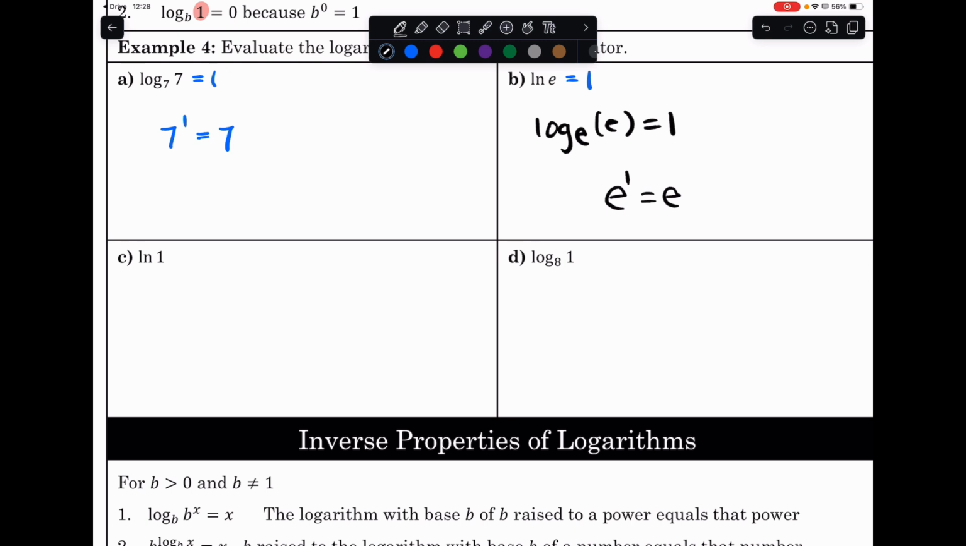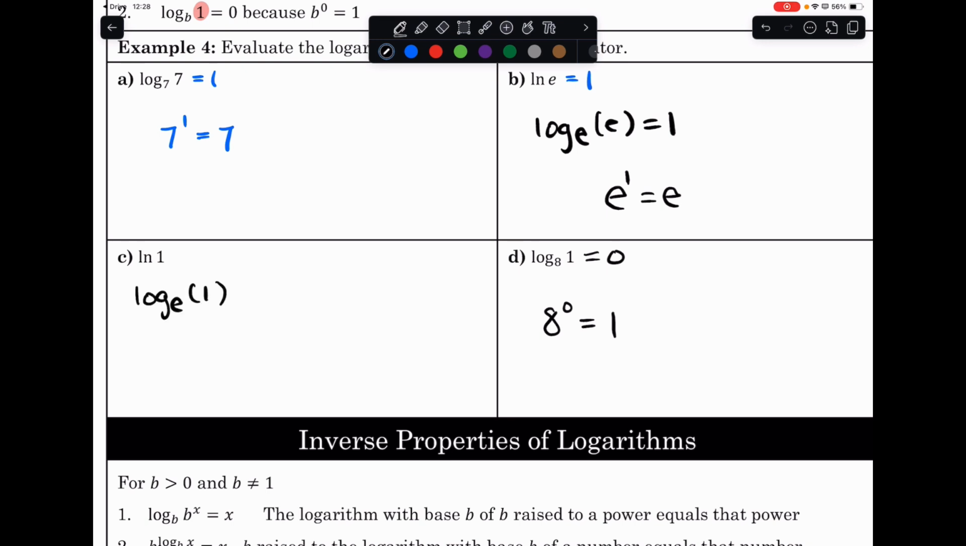Let's start off with D first. The log base 8 of 1 has to equal 0 because 8 to the 0 power is equal to 1. And the same thing with letter C. This is just a natural log, so our base is e.